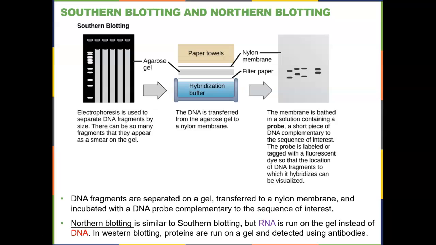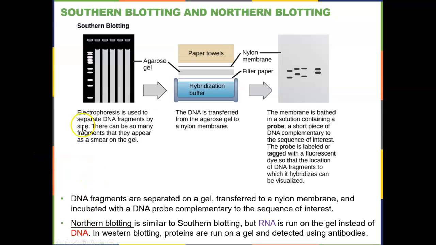Our next technique is called blotting, and there's a number of different ones of these. There's southern blotting, northern blotting, and western blotting. We'll talk about the differences here, but we'll start first with the southern blotting. And the purpose of southern blotting is, again, to isolate and recognize a sequence of DNA.